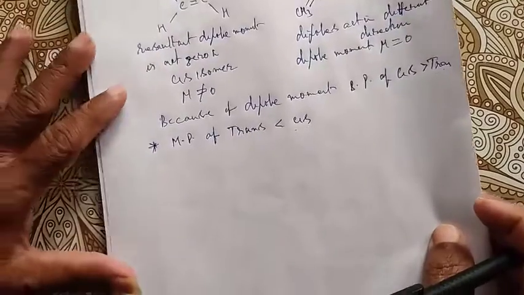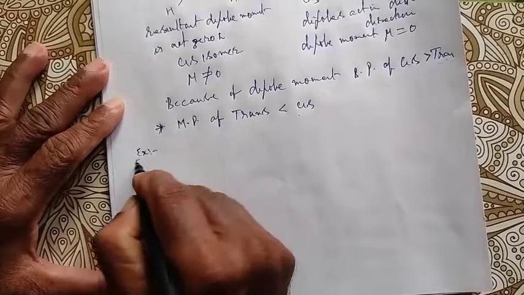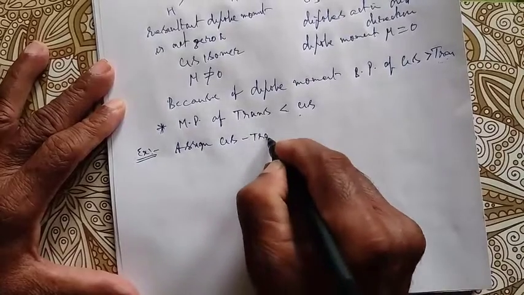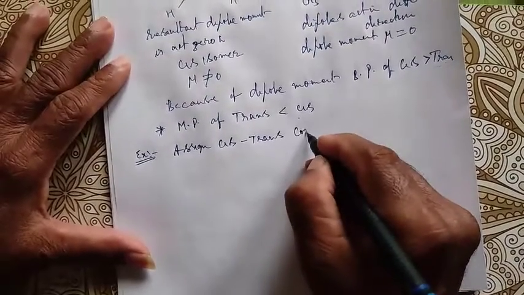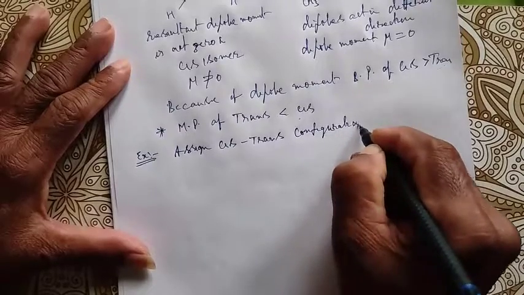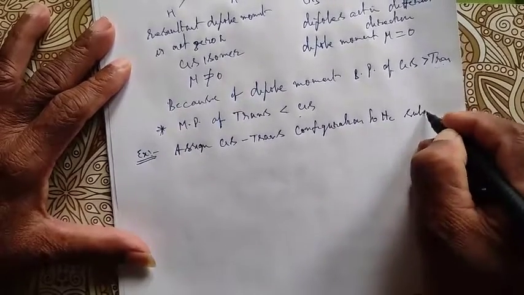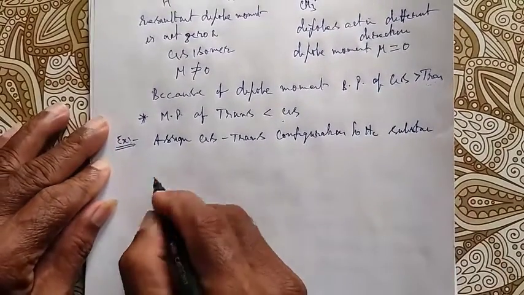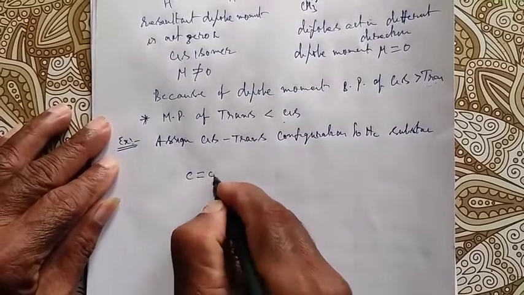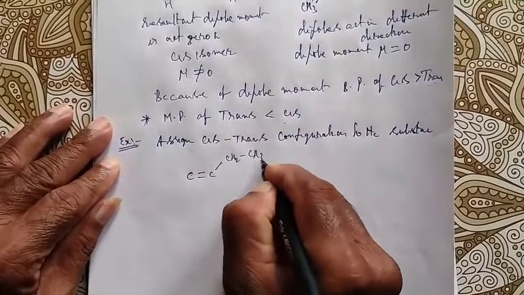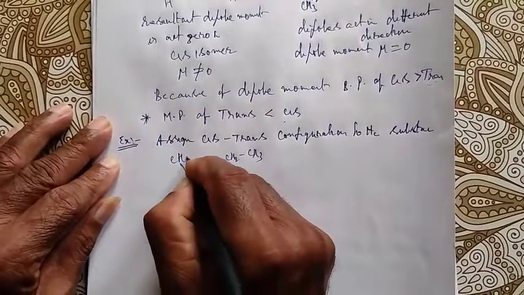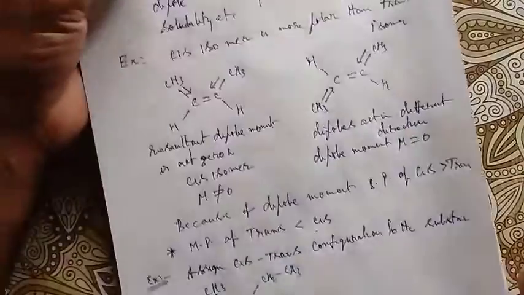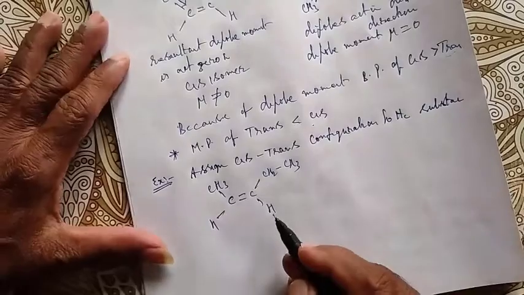Now let us see one example. Of course, assign cis-trans configuration to the substance. So here, what is this substance? C double bond C, CH2CH3, hydrogen. This is CH3. This is hydrogen. First of all, give the name to this substance. What is the name of this substance?